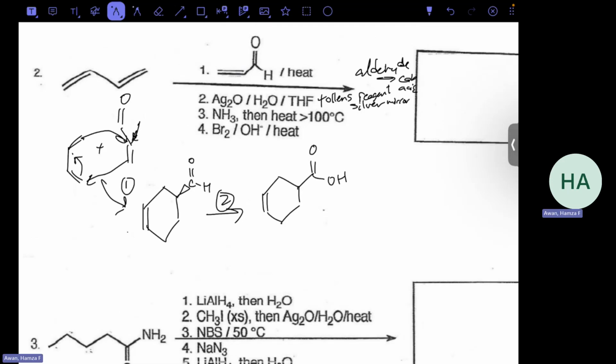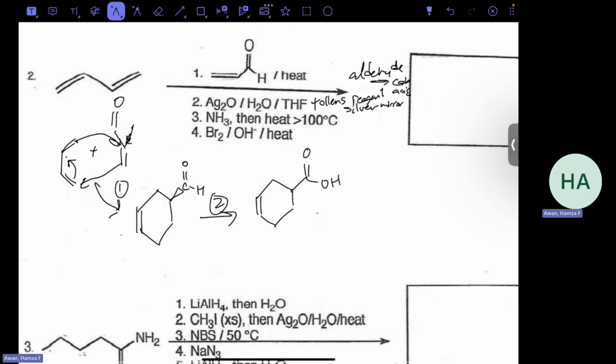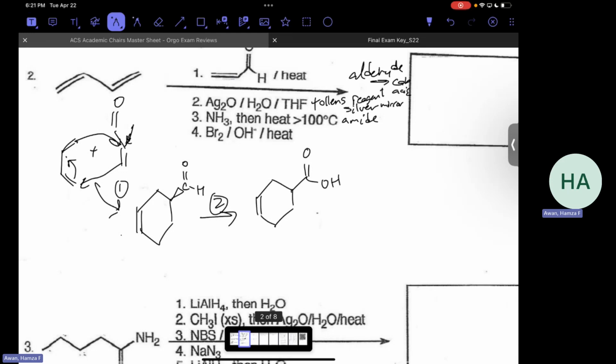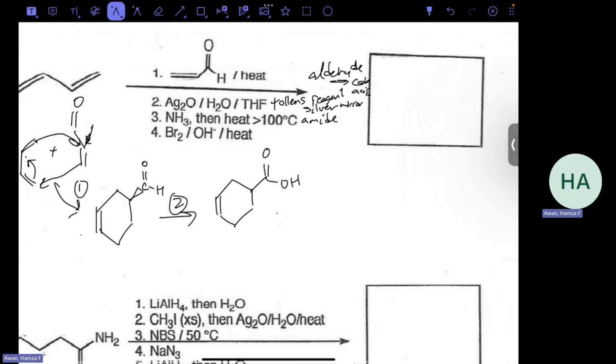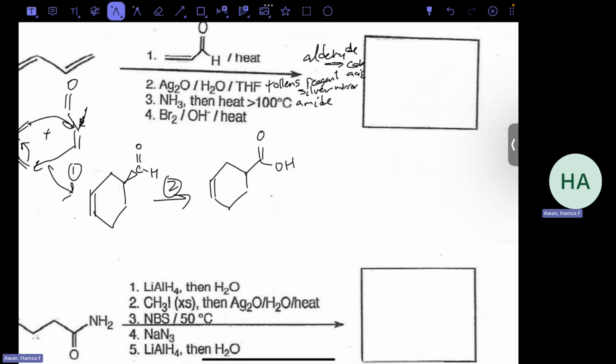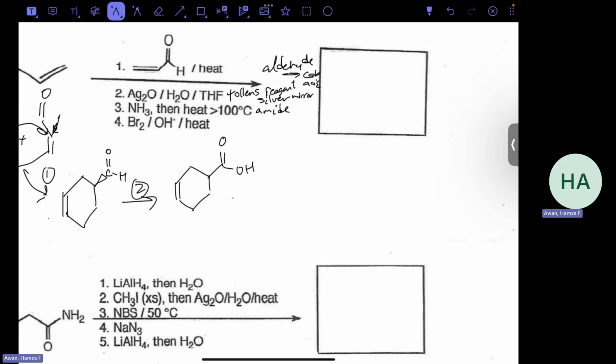Next, NH3 and then heat greater than 100 degrees Celsius. This is the creation of an amide. So we're creating an amide here. The amine is reacting with the carboxylic acid, which creates an amide. So our third step is going to be to change that OH on the carboxylic acid into an NH2.